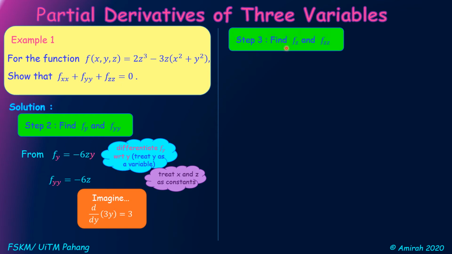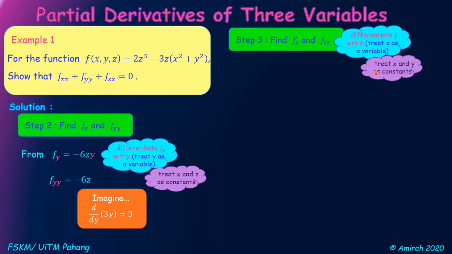So step 3, before we find fzz, we need to find fz. Fz means we differentiate f with respect to z. It means we treat z as a variable, and at the same time, we treat the other variables x and y as constants. To find fz, we differentiate from f. Okay, f equals 2z cubed minus 3z times x squared plus y squared from here.